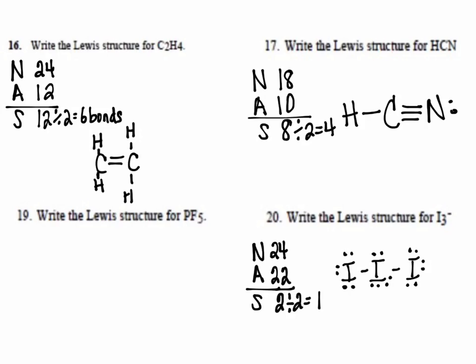So this is an expanded octet. So there's 5 areas on that I for bonding. So you can just add another bond. Nope, you can't just add another bond, because I can't double bond. Do you have to do the bracket thing? Yes, thank you. Do the bracket thing. Okay?